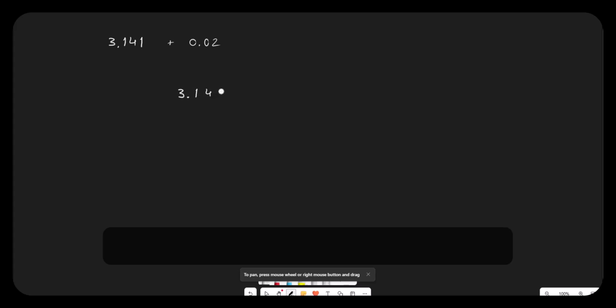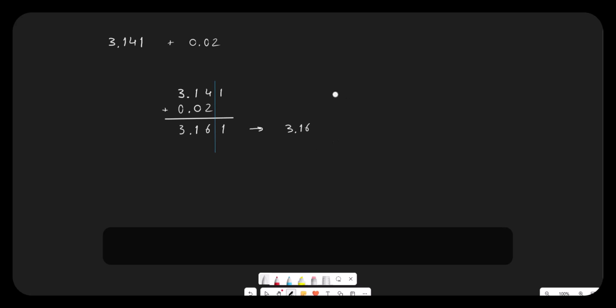3.141, 0.02. This first number is good to the 1,000th place. The second number is good to the 100th place. So I'm going to draw a line right here. That's where I'm going to have to cut off. Now I'm going to do the math anyway. So I'm going to get my 3.161, but I need to cut off at this line. So this is going to round to 3.16.